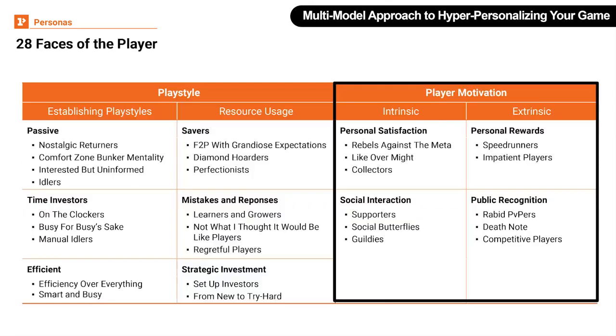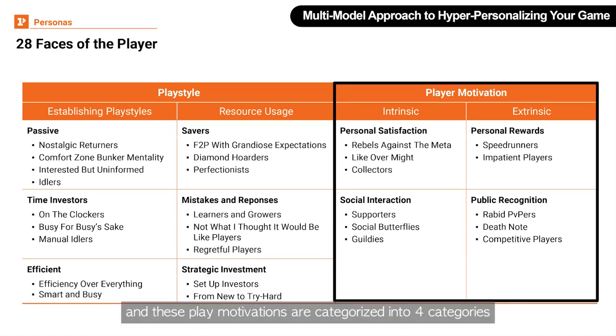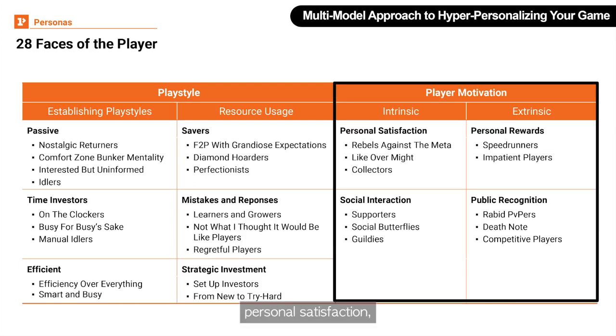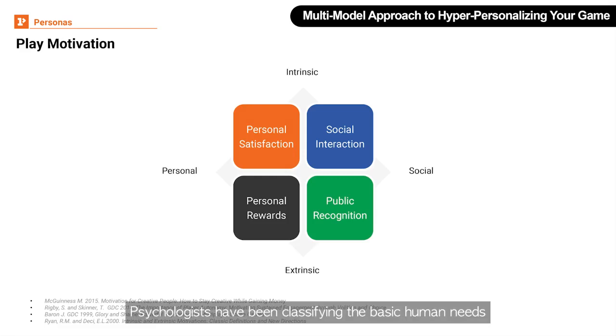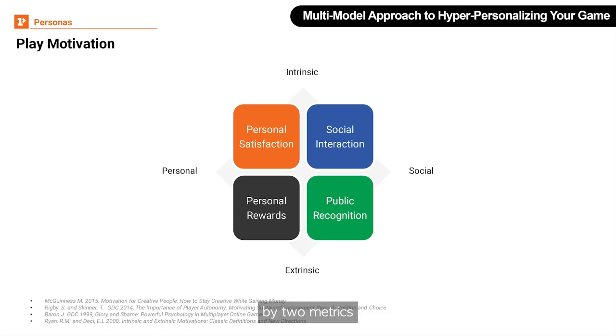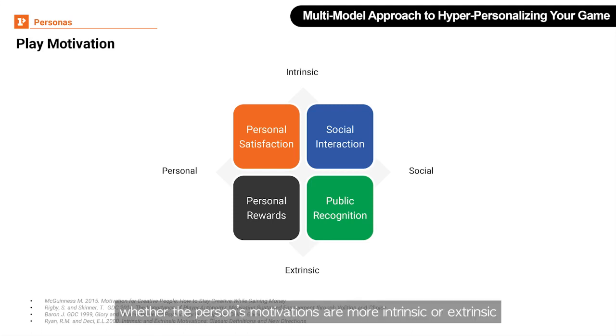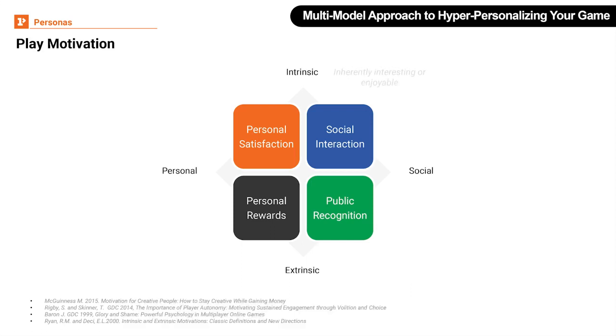Some of our player personas are defined by play motivations, and these play motivations are categorized into 4 categories: personal satisfaction, personal reward, social interaction, and public recognition. Psychologists have been classifying the basic human needs by 2 metrics: whether the person's motivations are more intrinsic or extrinsic, and whether the motivation is more personal or social.